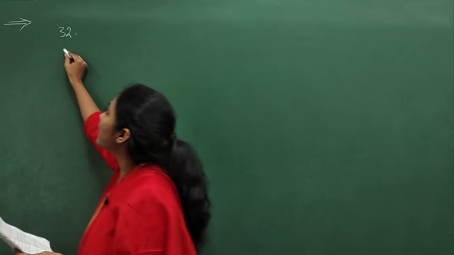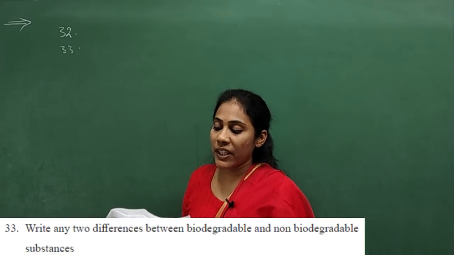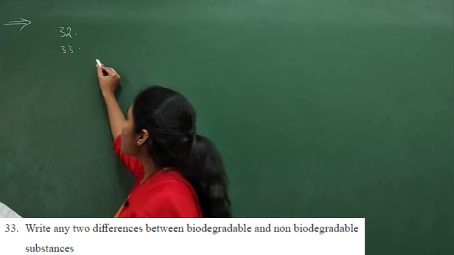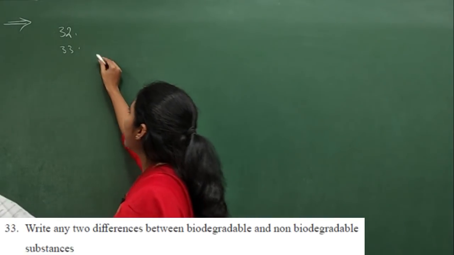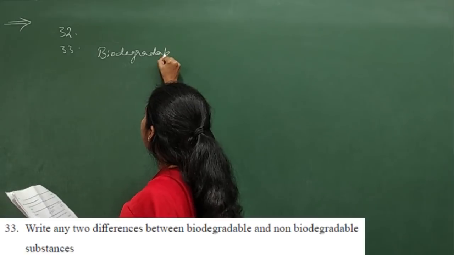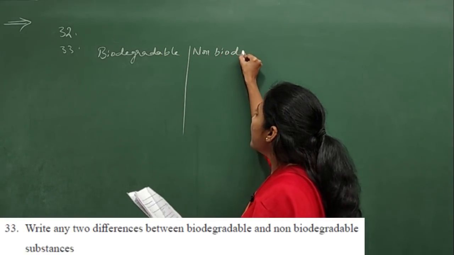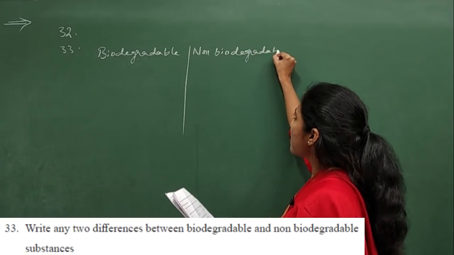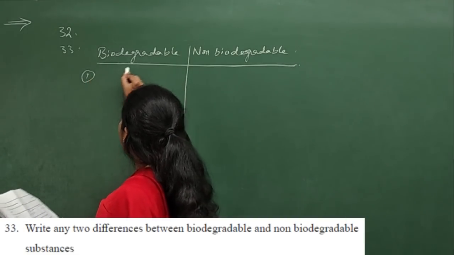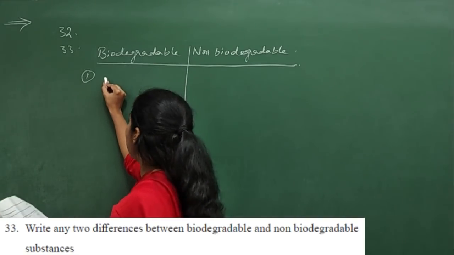Coming to the 33rd question, very simple: write any two differences between biodegradable and non-biodegradable substances. Guys, whenever they ask you differences, always show it in this pattern. One side you write biodegradable substances. Other side you write non-biodegradable substances. Okay, so point wise you have to mention. So first point is what? They are decomposed. Okay, so they undergo decomposition, right?